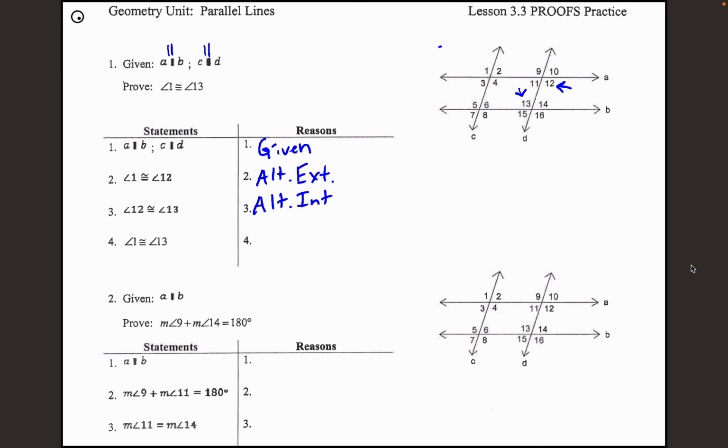Now, this is when I have angle 13 there, and angle 1's up here. But there's a reason I can say they're congruent now. Does anyone remember how? It is transitive property. We're going to be using a lot of transitive property today. So pay attention. I'm going to zoom in if I can.